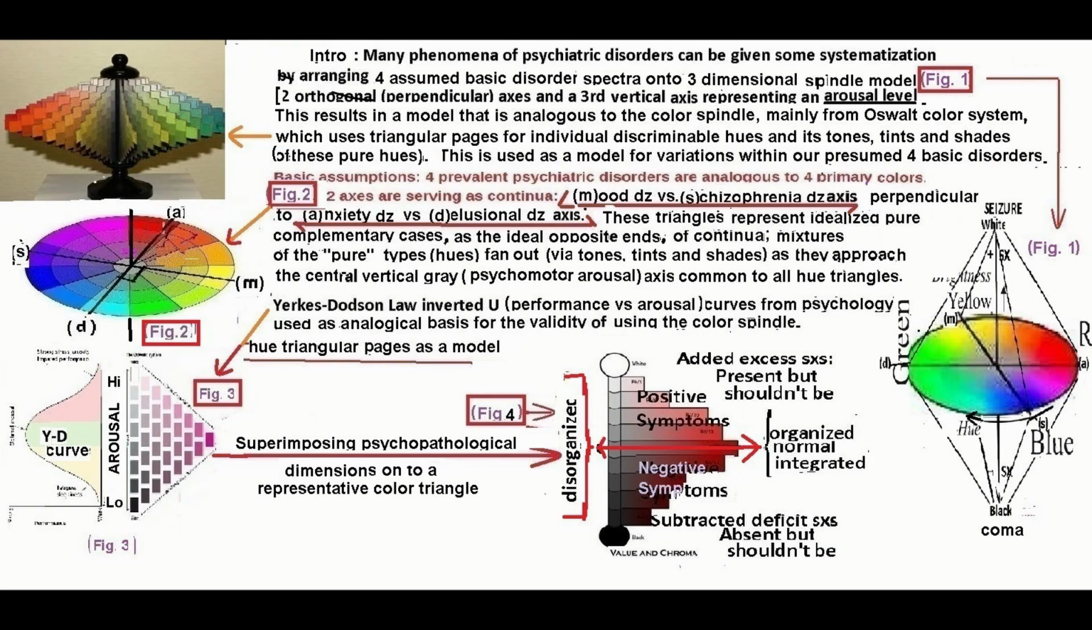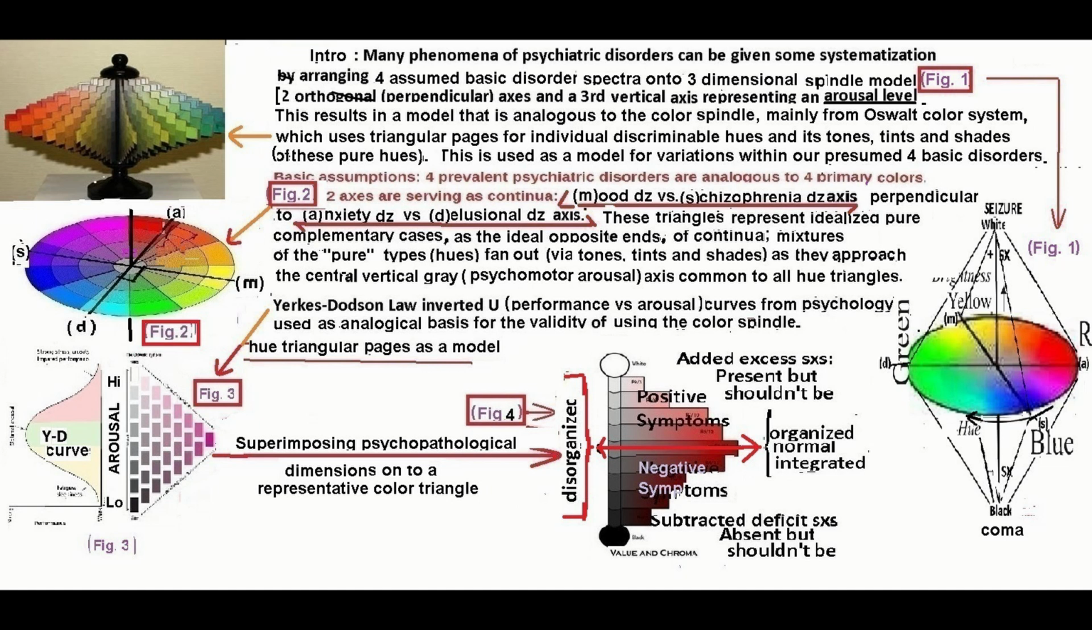The first page here is basically a summary of the assumptions that went into this. It is a three-dimensional spindle model, just like the color model that Ostwald and others have had. If you look down in the middle, you'll see a disc there that's colored. It's the color wheel. It's got 4 disorders: the schizophrenic spectrum disorder, the anxiety disorder spectrum, the mood disorder spectrum, and the delusional disorder spectrum.